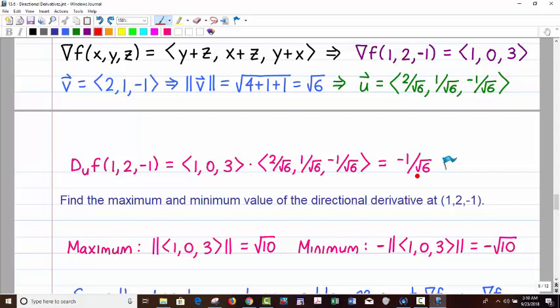Okay, so now I'm asking for the maximum and minimum value of the directional derivative at that point. What's the largest one it could be? And so obviously my answer I have here will have to be a number that's between whatever that min and max is, because it's a vector that's not going to be where the maximum is, the gradient anyway. So I do the 1, 0, 3, the magnitude is square root of 10. That's the maximum possible directional derivative, and the minimum would be negative square root of 10. And my value, negative 1 divided by square root of 6, is clearly between these 2 numbers. So that's good news.